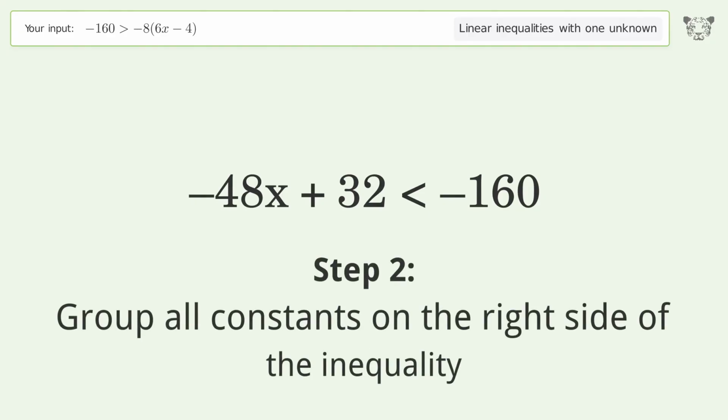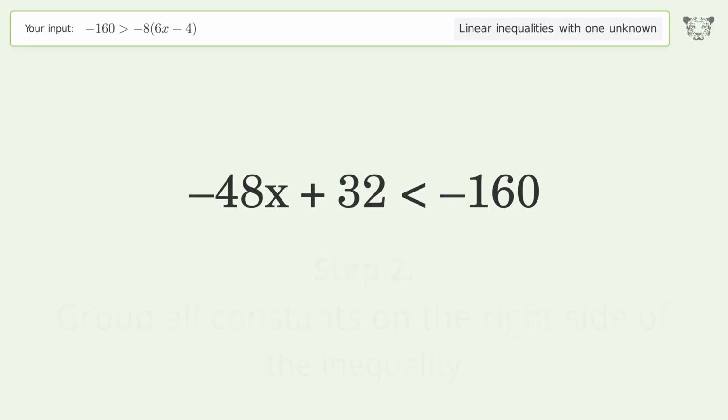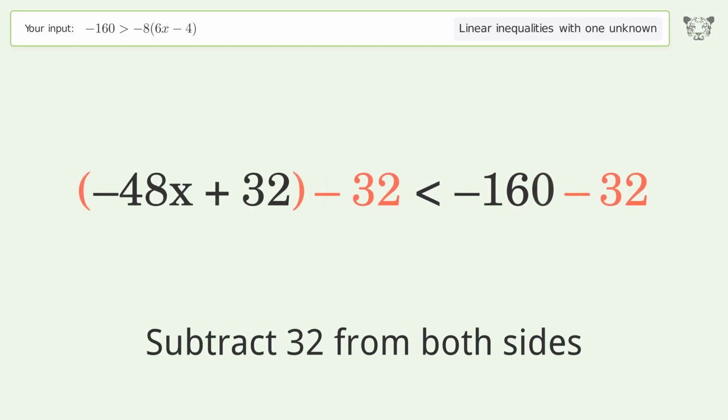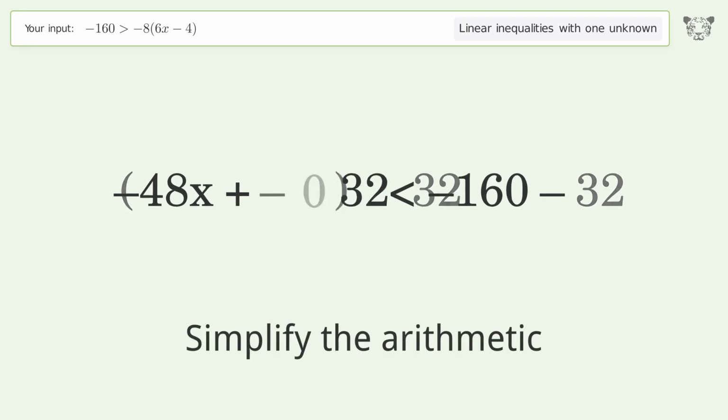Group all constants on the right side of the inequality. Subtract 32 from both sides. Simplify the arithmetic.